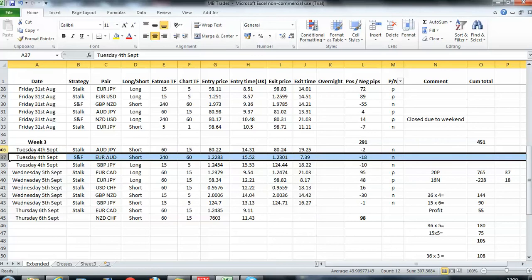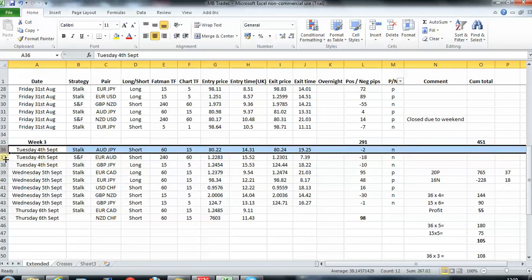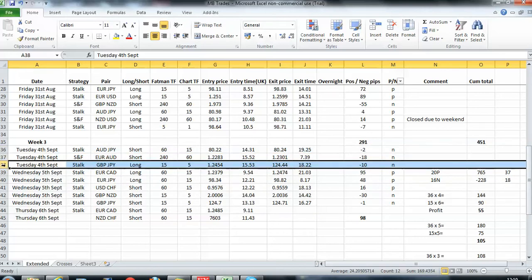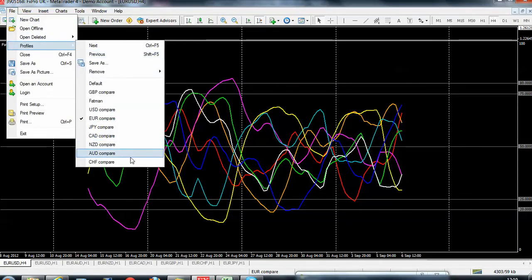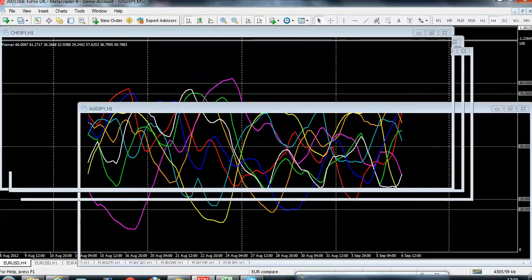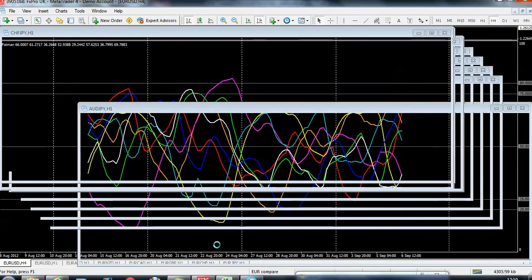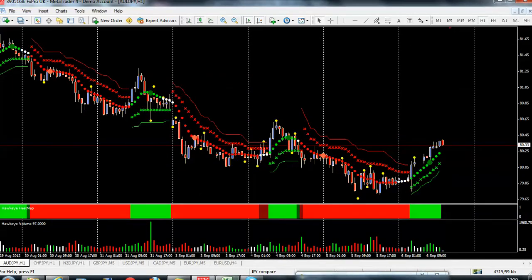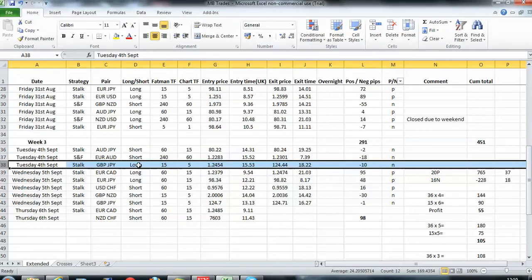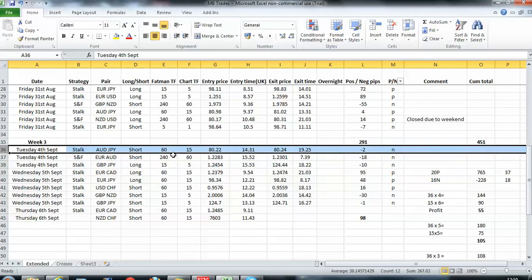The other one, let's have a look now. We've got an Aussie yen and a pound yen here. So let me open the Aussie yen profile for you. These were both 15-minute trades, I think. Sometimes it takes a second or two just to change the profile. Here we go, Aussie yen. Actually no, the Aussie yen was a 15-minute trade based on a 60-minute fat man here at 14:31 UK time. So I'll just find that one.